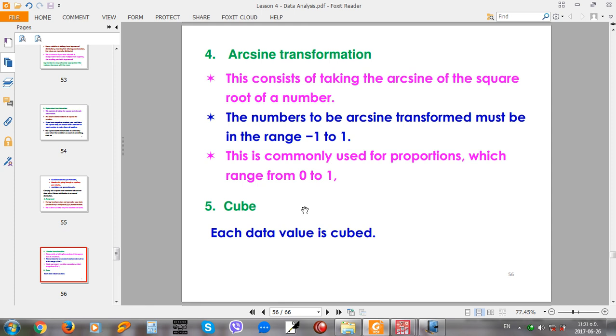You can see this. And the fifth one is cube. Cube means each data value is cubed, just like taking the square root. You have to take the cube of each and every data value.